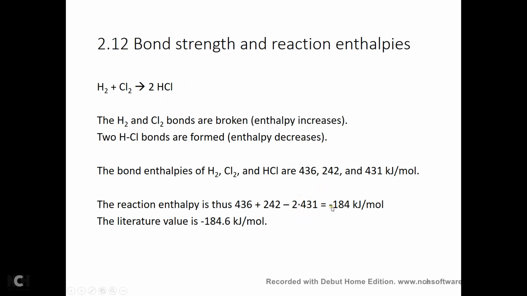Overall, the number is negative 184, so energy is released. The reaction enthalpy is negative. This is our prediction given the bond strength. This is the true value. They are pretty close to each other. So again, we have a way to estimate the reaction enthalpies just by looking at the bond strengths of the broken bonds and the bond strengths of the newly formed chemical bonds.